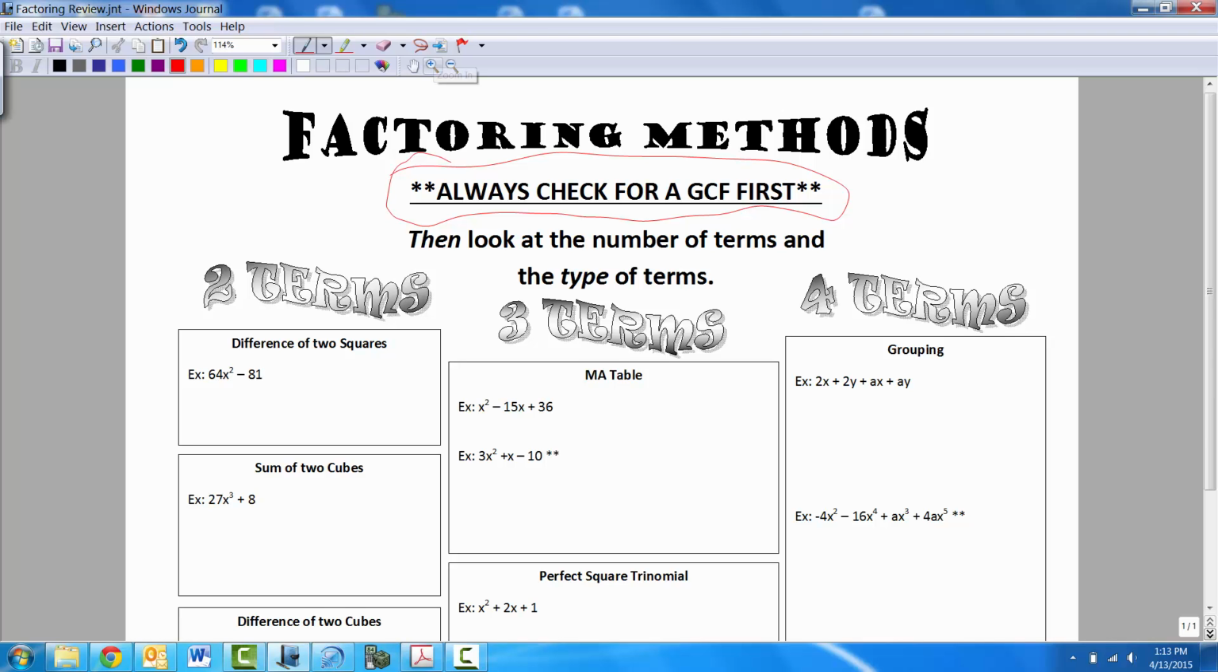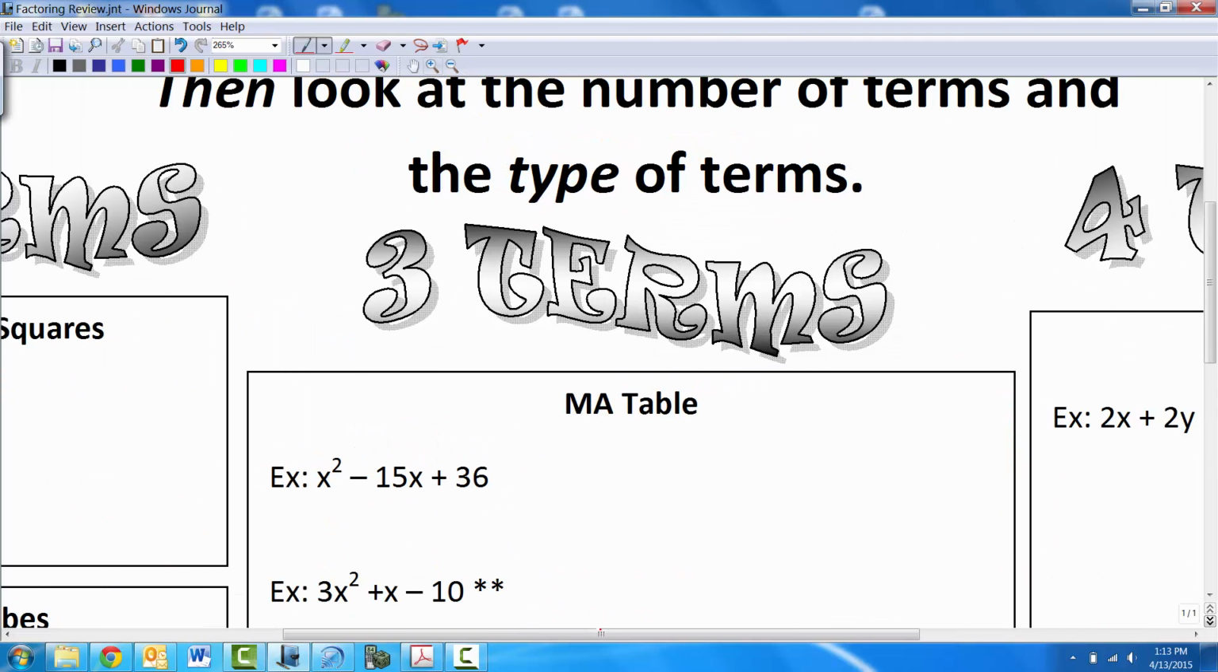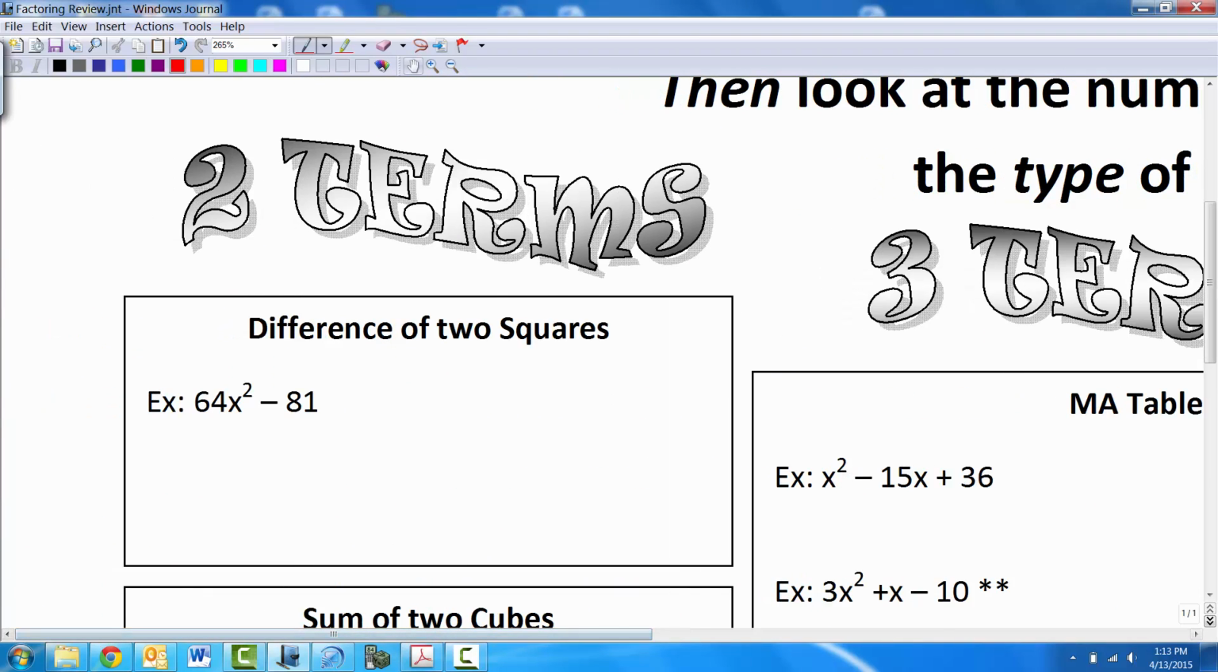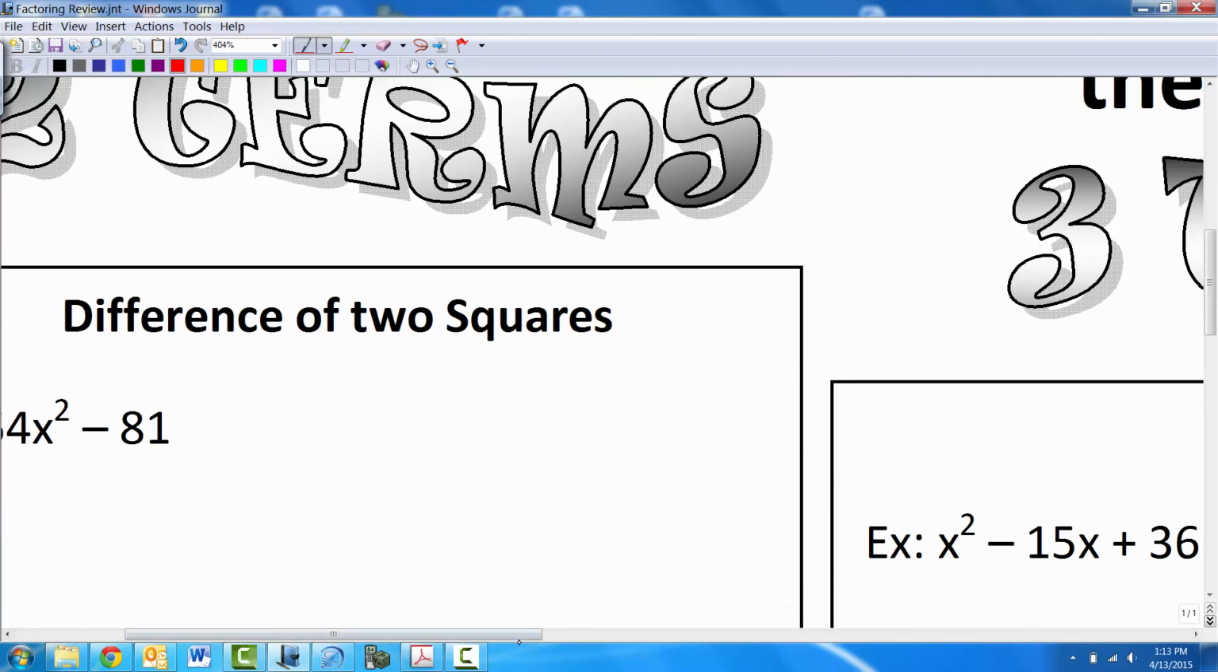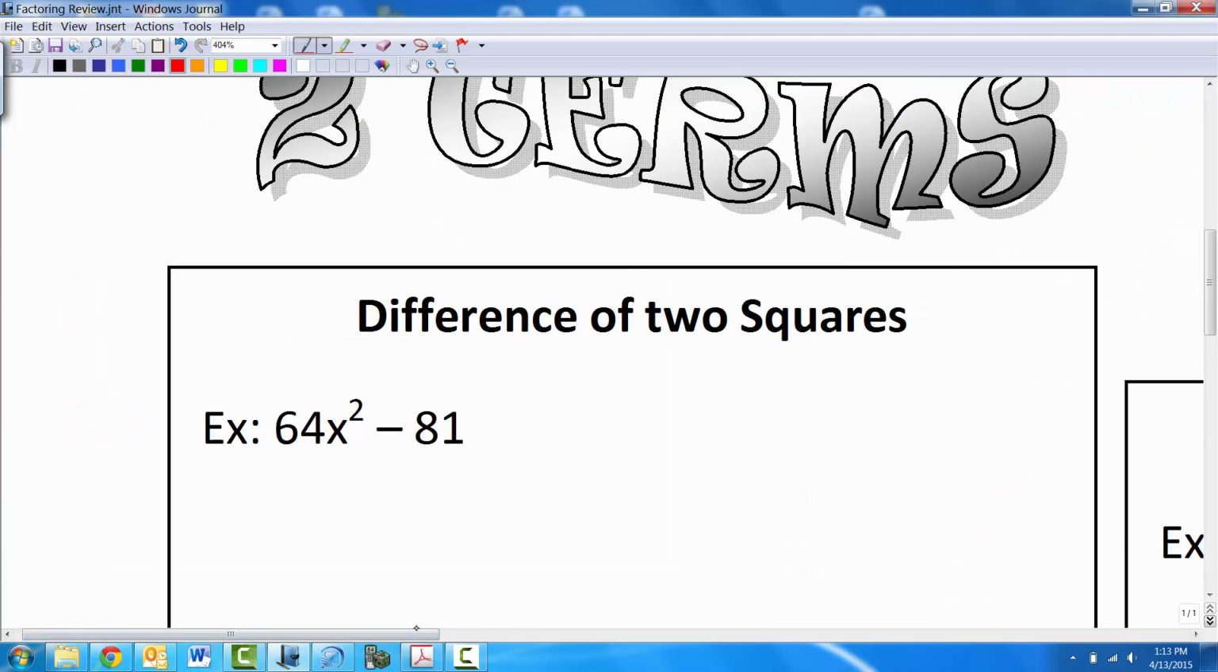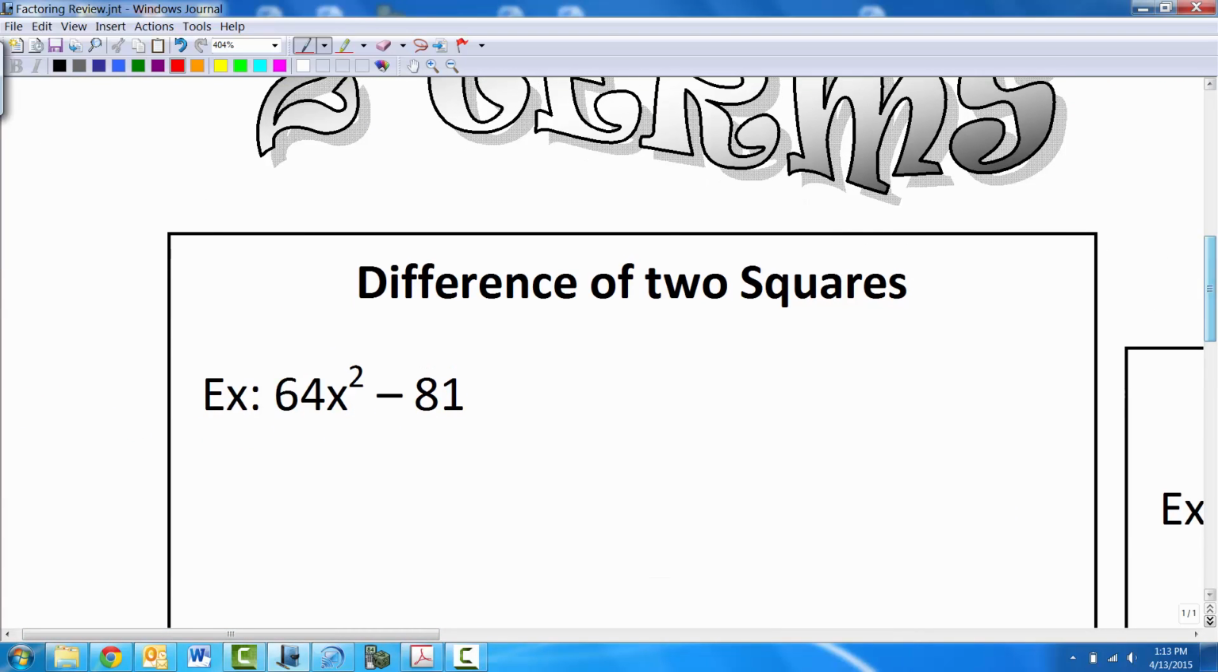All right, well, the first column is 2 terms. So the first example represents a difference of 2 squares. Why is that? Well, first of all, difference implies what operation? Minus. So we have a difference of 2 squares.